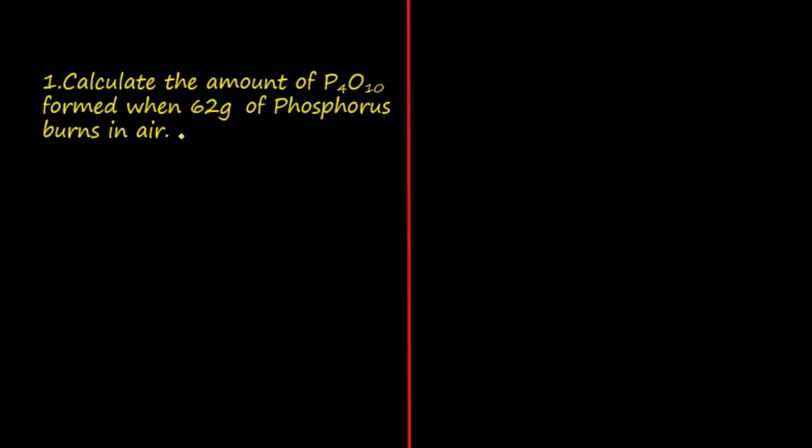Let us do this problem. Calculate the amount of phosphorus pentoxide formed when 62 grams of phosphorus burns in air. So what is the reaction? Phosphorus is burning in air. Phosphorus burns in air means it is reacting with oxygen. The first step is to write the balanced chemical equation for this reaction.